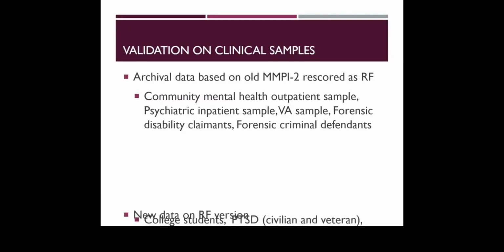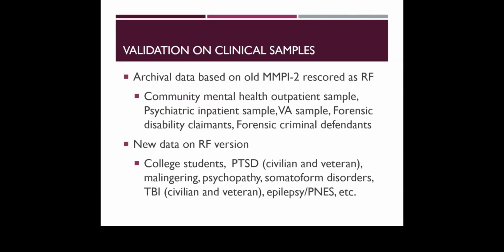And then, of course, there were a lot of new studies that came out specifically on the RF version that they put into the manual and that have been published since that time, looking at all sorts of different kinds of presentations. These are just a small sampling of what was available. But in the manual, they were able to take 70,000 different protocols that were rescored to the RF to help establish the empirical correlates, and then several new studies on the RF specifically to further develop the empirical correlates of the test scores, which have always been the basis of MMPI interpretation. Not theory, but empirical correlates of the scores.